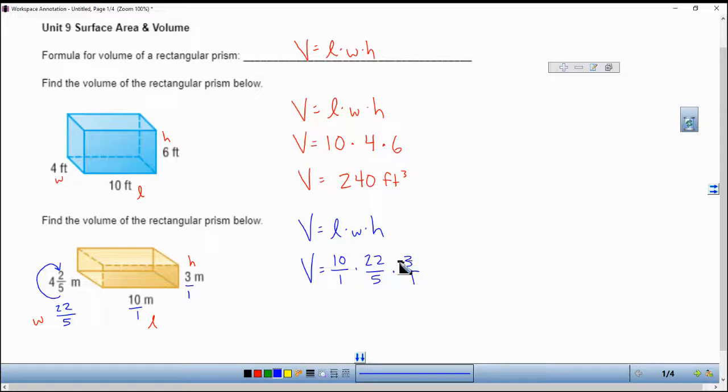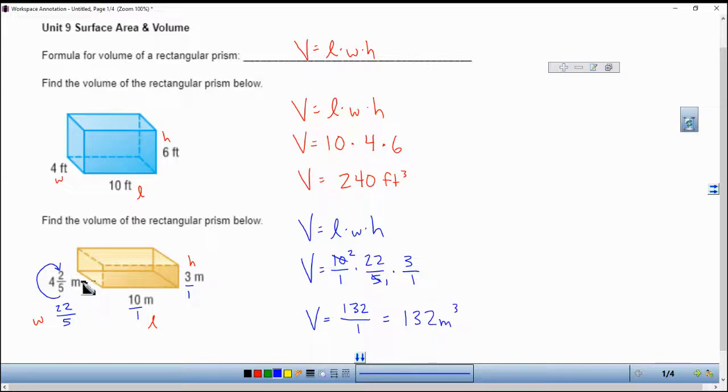Now you can look diagonally to see if there's anything you can simplify. I see a 10 and a 5 diagonally, so I'm going to simplify that. The 5 becomes a 1, and the 10 becomes a 2. Again, you can use a calculator, but 2 times 3 is 6, and 6 times 22 is 132. 1 times 1 times 1 is 1. It's 132 over 1, which is 132 meters cubed.